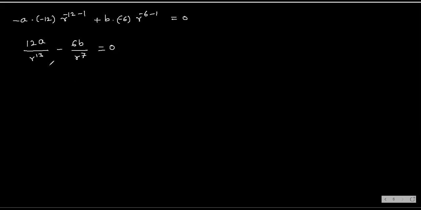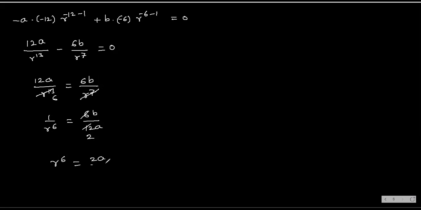So from here, what are we getting? 12A by R power 13 is equal to 6B by R power 7. If I cancel, what is left is R power 6 in the denominator. So 1 by R power 6 is equal to 6B by 12A, which simplifies to B by 2A. Now taking the reciprocal, R power 6 is equal to 2A by B. Check it once and listen carefully one more time, then you will understand.